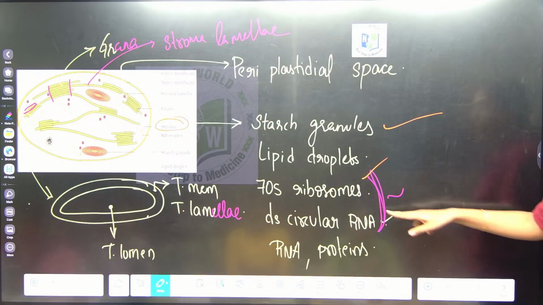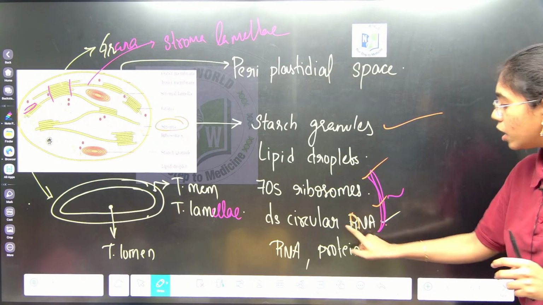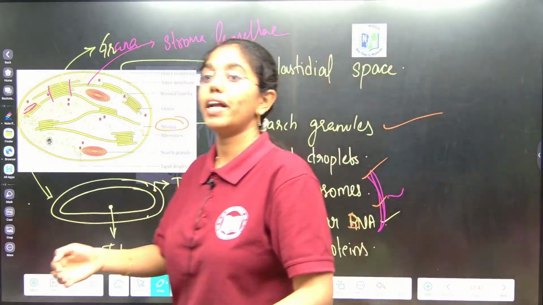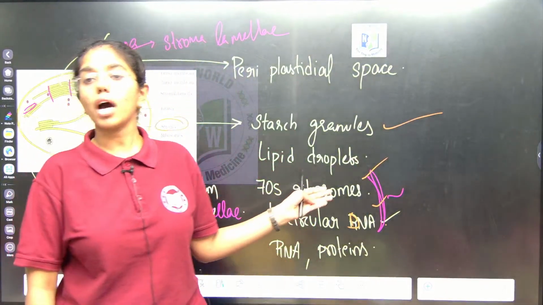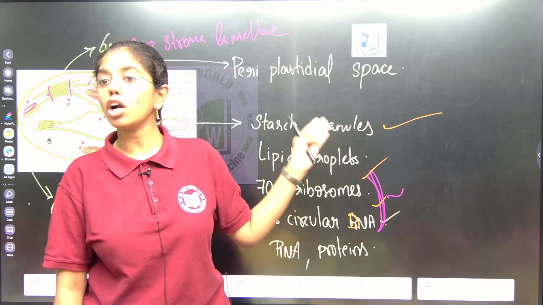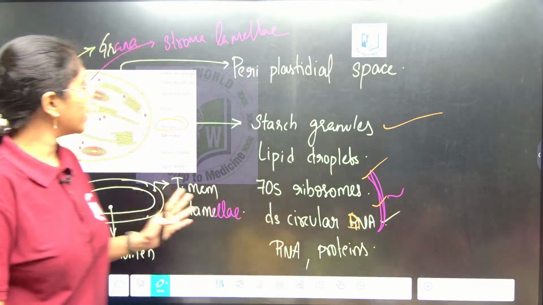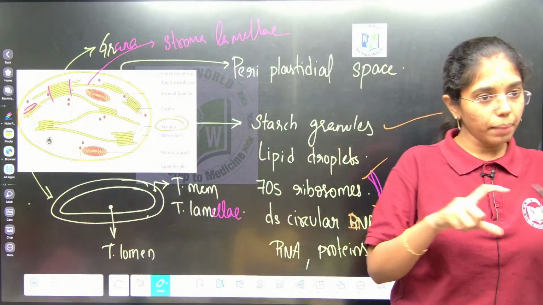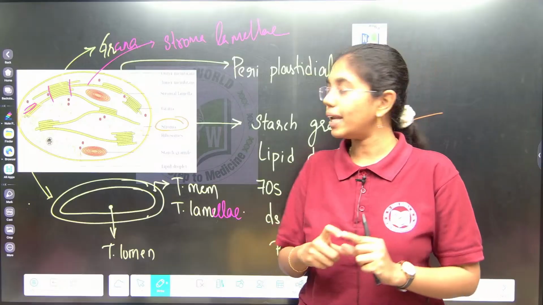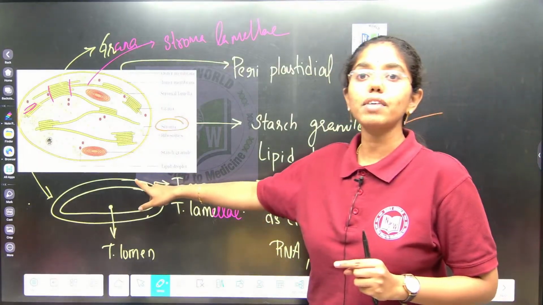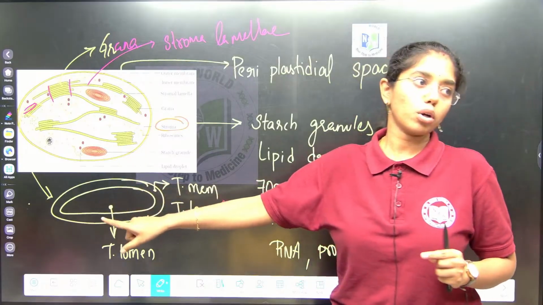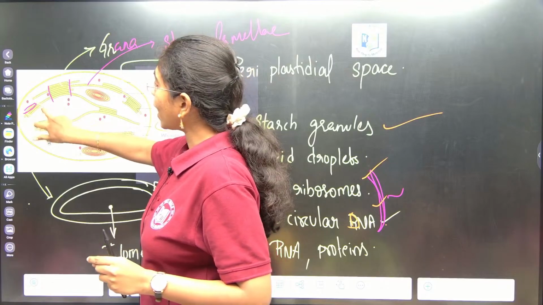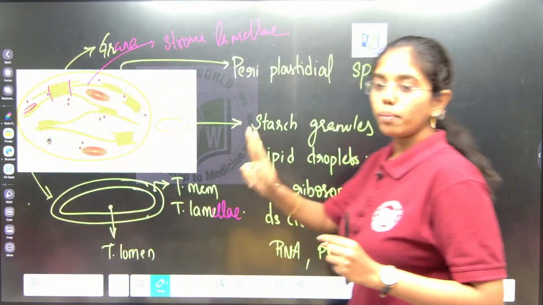Presence of 70S ribosomes and double-stranded circular DNA shows that these organelles have evolved from prokaryotes, which is clearly explained in endosymbiotic theory. This organelle is a semi-autonomous or self-replicating cell organelle. And membranous sac-like structures are thylakoids. Thylakoid membrane is also known as thylakoid lamellae, which consists of light harvesting complexes known as photosystems. Stack of these sac-like structures is grana. One grana is adjoined to the other grana by stroma lamellae.